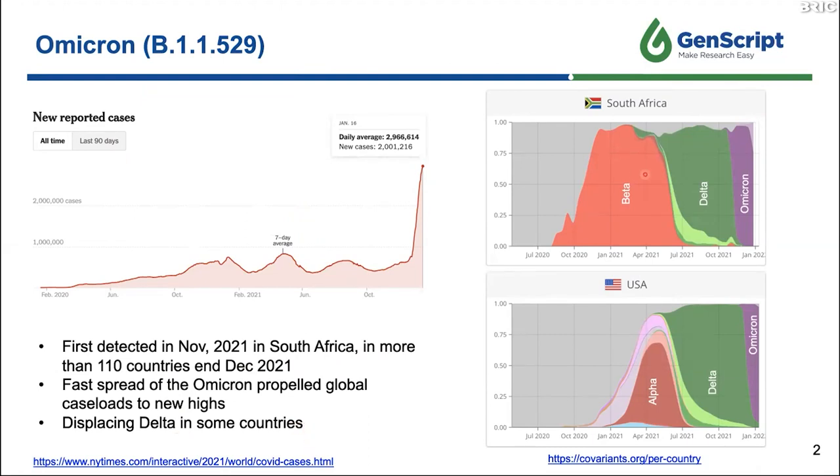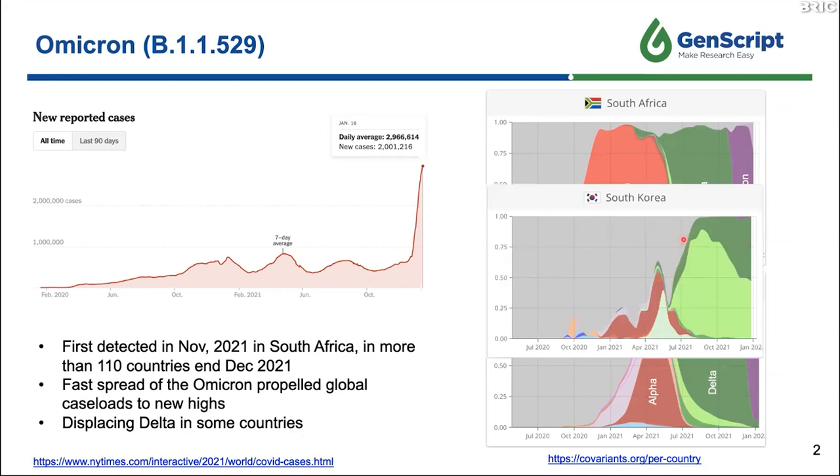When we see the overview of all the variants in South Africa, we noticed that just before November, Delta was still the main circulating variant of concern. Since the onset of Omicron, it has already displaced Delta and become the main circulating variant of concern. This is also the trend for the USA right now. For South Korea, the main circulating VOC is Delta right now.